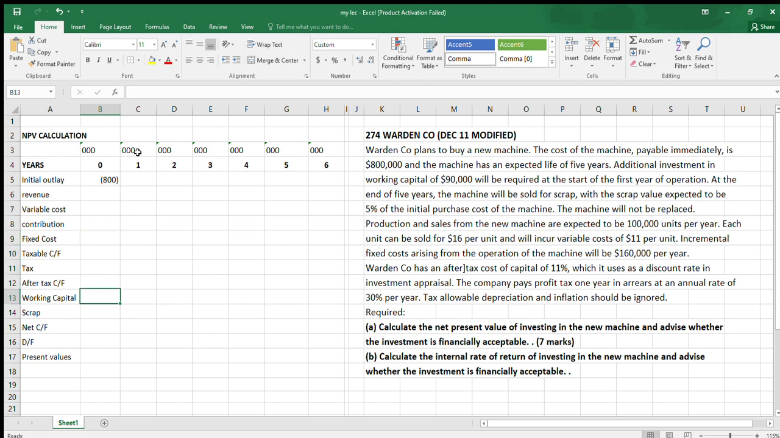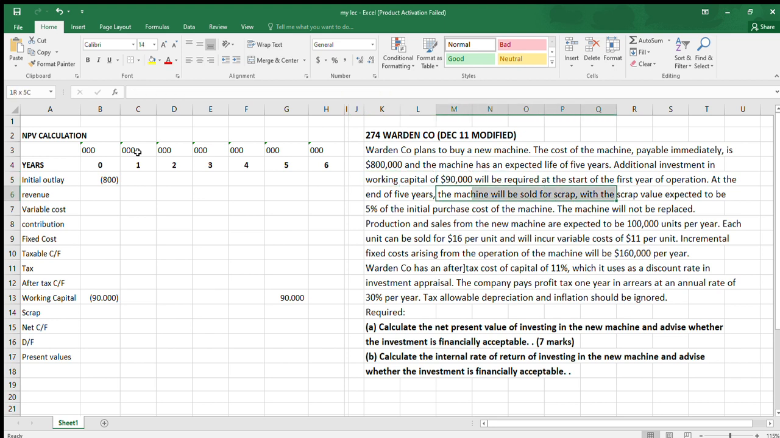So the working capital, which is a year zero figure of 90,000, is a negative figure, but to be recovered at the end of the 5 years. So this 90,000 will now become a positive figure, which is 90. That's all. That's 90,000.